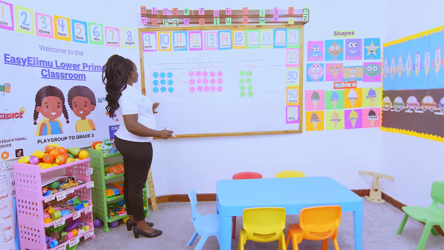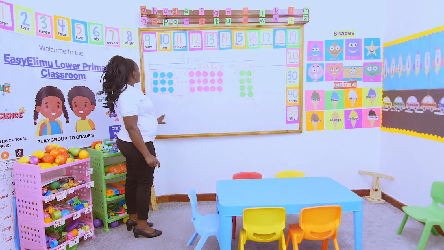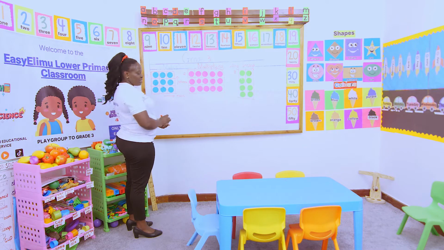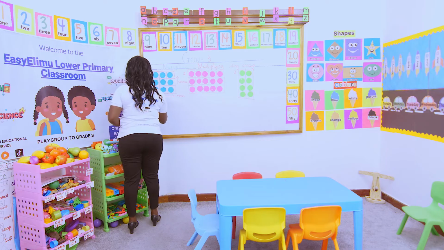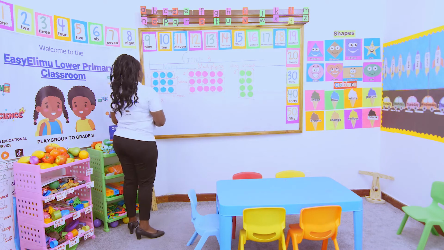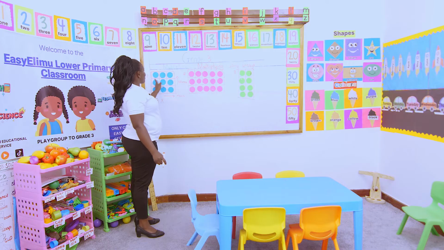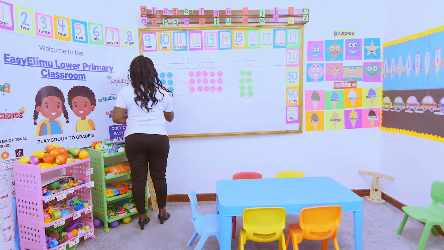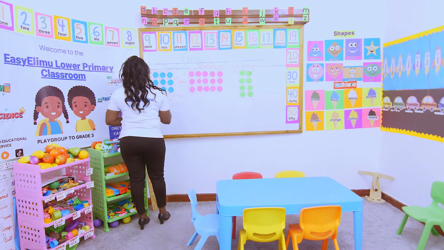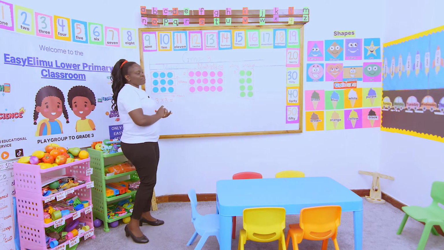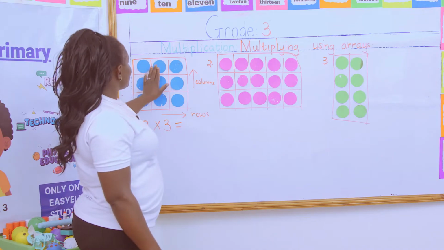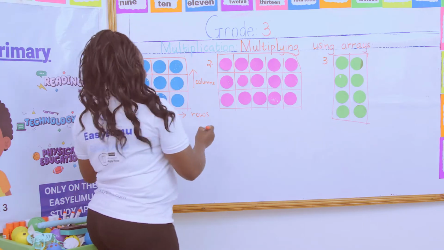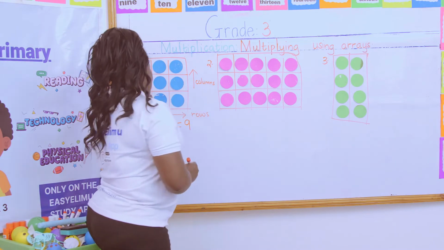So when I look at my column, how many columns do I have? I have column 1, column 2, column 3. So I'll say I have 3 columns. And how many rows do I have? I have row 1, row number 2, and row number 3. And I'll have 3 rows. So how many balls do I have all together? I just count. 1, 2, 3, 4, 5, 6, 7, 8, 9. And I have my multiplication sentence.